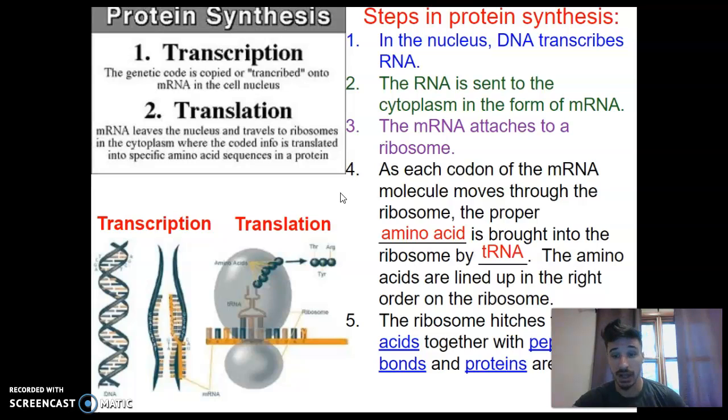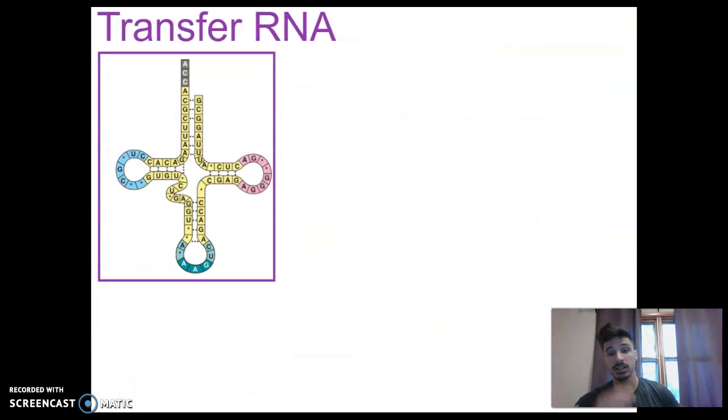The amino acids are lined up in the right order on the ribosome according to the codons and the order that they're read. So the ribosome hitches the amino acids together with peptide bonds, because the bonds that exist between amino acids are called peptide bonds, and these make proteins. Now let's talk about this transfer RNA, this very special type of RNA that brings in the amino acids after the ribosome reads the codon on mRNA.